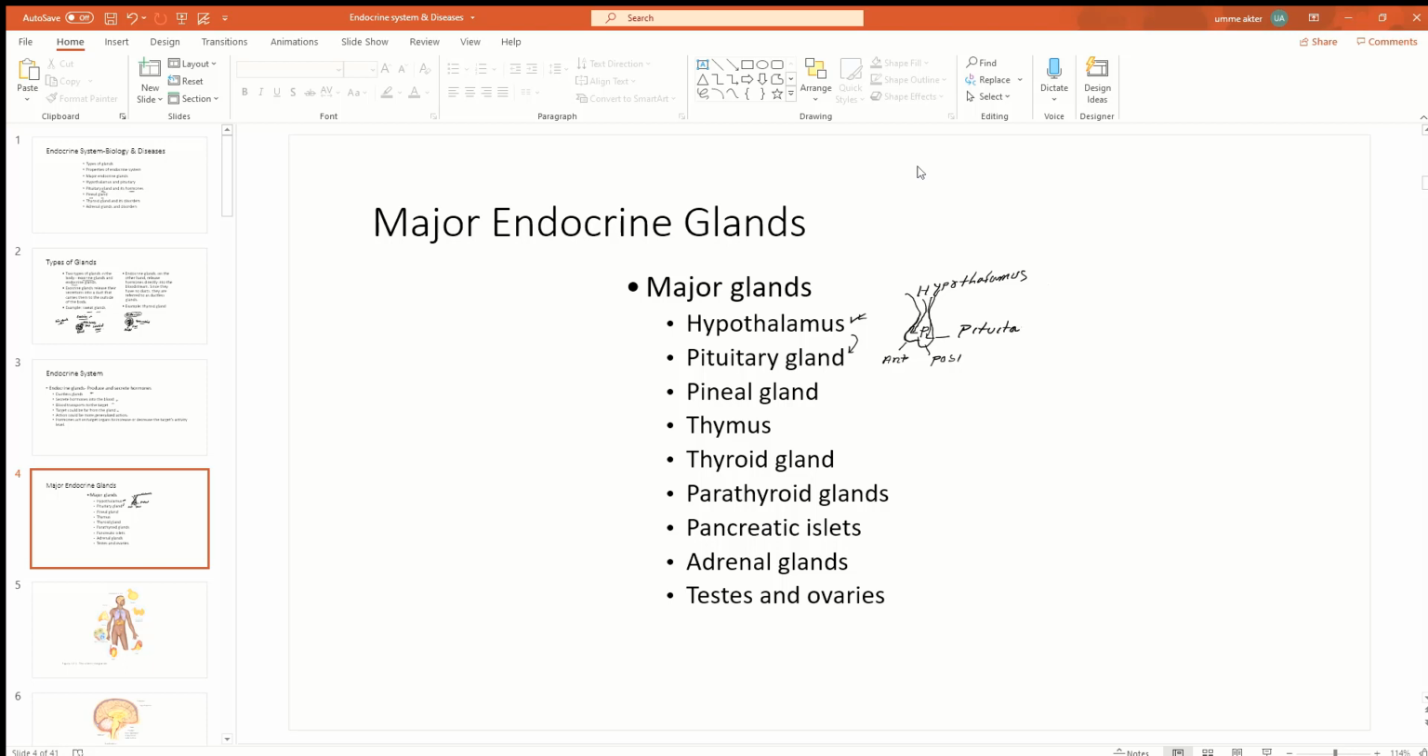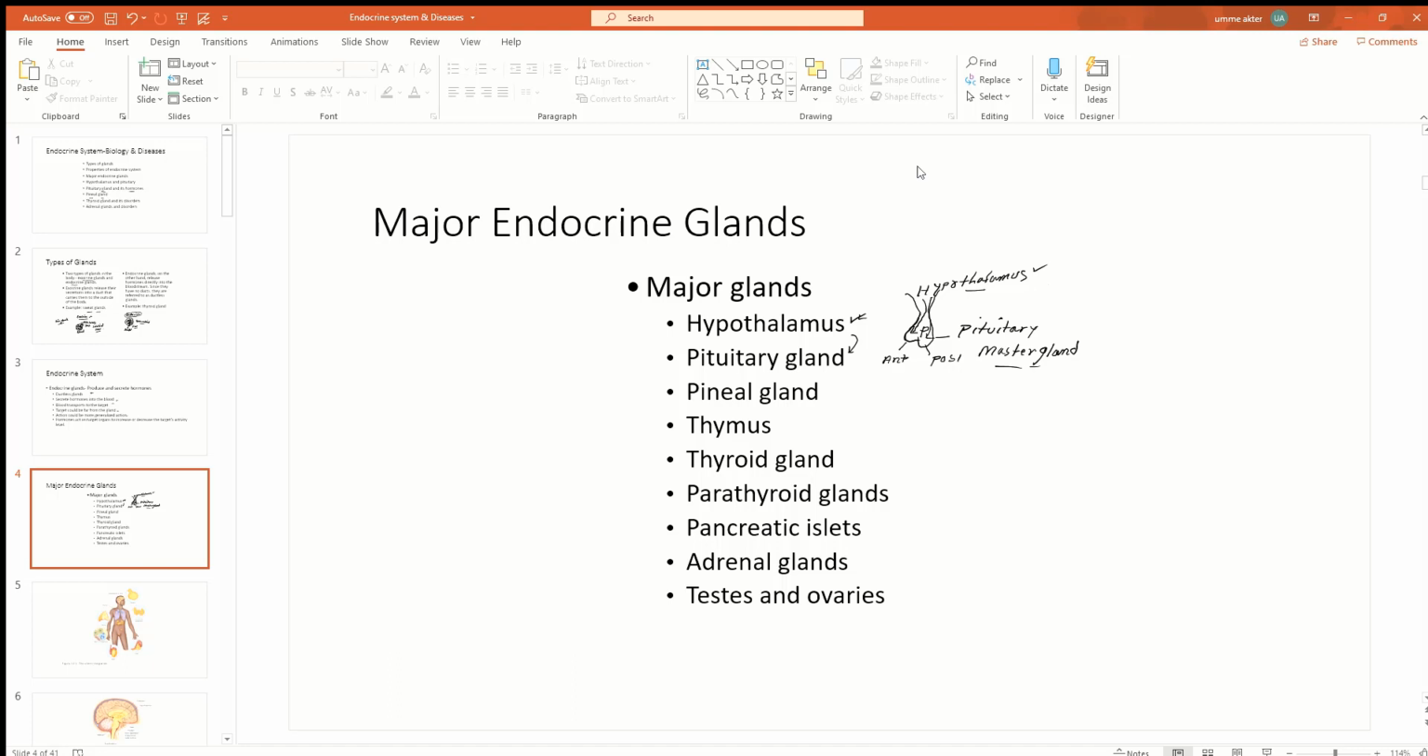That means it is the boss of the other endocrine glands. So pituitary is the master gland. Why? Because it controls the other endocrine glands of your body. However, pituitary is controlled by hypothalamus. So this is the boss of the boss, right? So master is the pituitary and the master of pituitary is the hypothalamus.